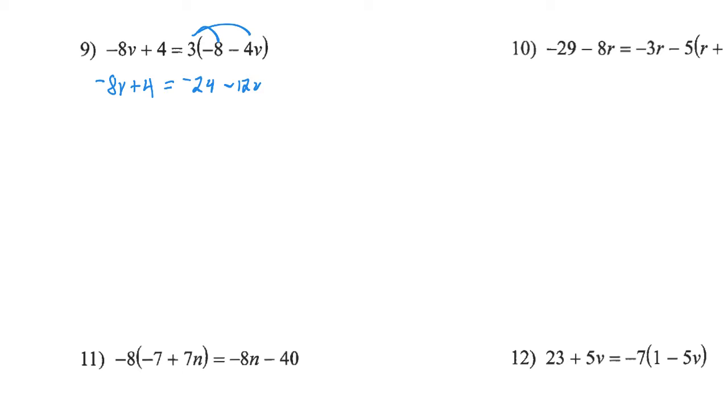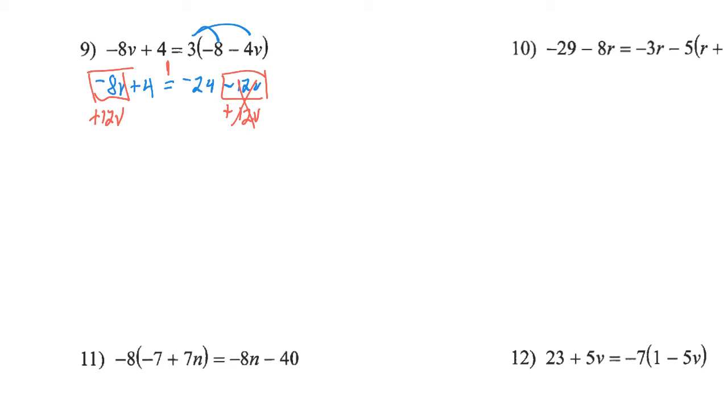So now you want to get your letters on one side, your numbers on the other side. It doesn't make a difference which way you go, but we have a 12v there and a negative 8v there. We want to combine those guys, but we can't because there's the equal sign in the way. So we need to move one of them. So I'm going to add 12v to both sides. That's going to cancel those over there.